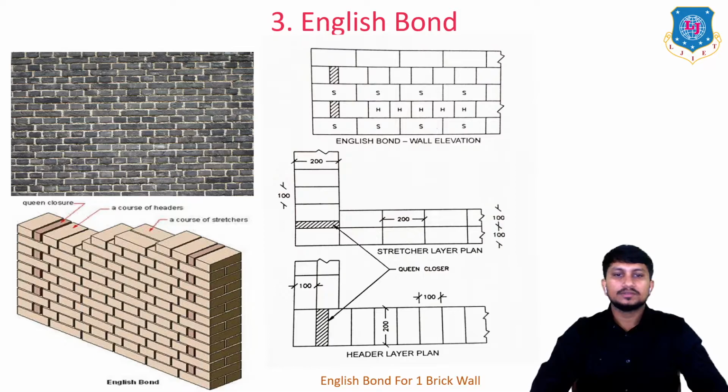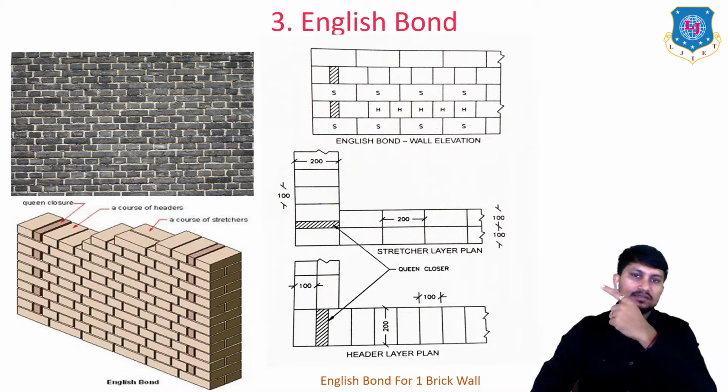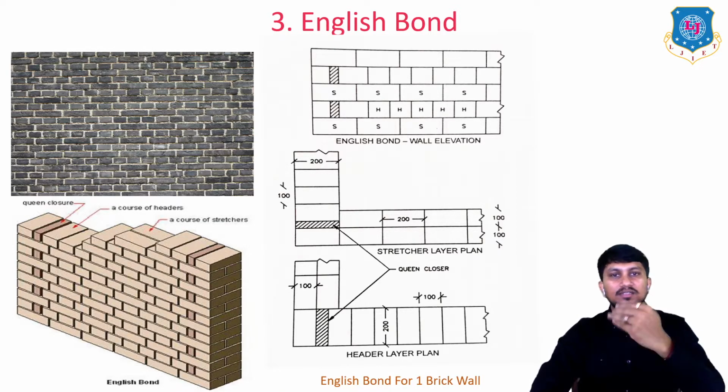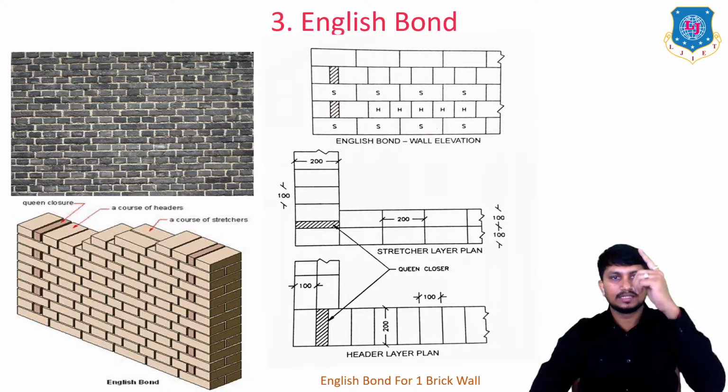So in this English bond for one brick wall, the first layer is of stretchers, which is laid like this, the stretcher layout plan. The other layer is of headers, which is laid like this, the header layer plan. And the actual elevation of the English bond looks like this.